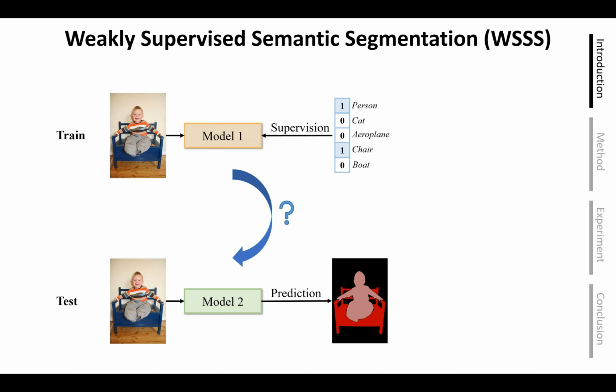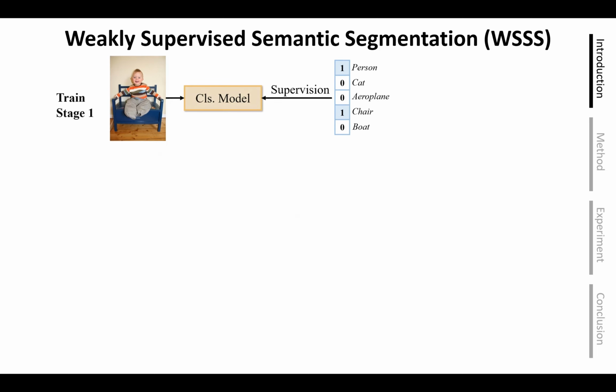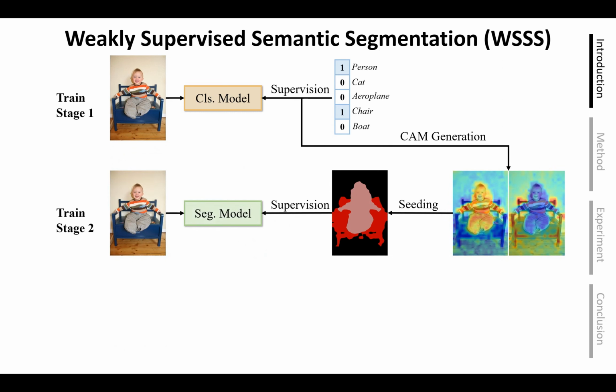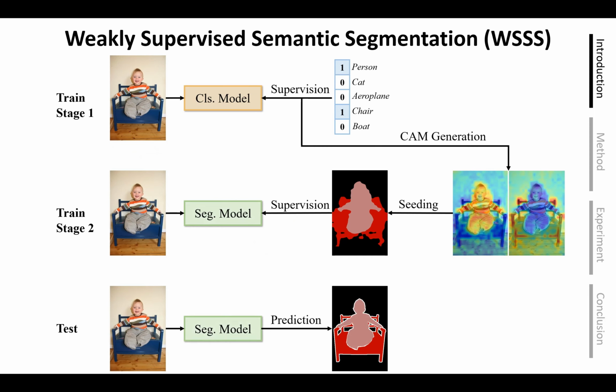Due to the lack of positional annotations, image-level WSSS methods usually require coarse position annotations generated by the class activation map, CAM. Then, a segmentation network is trained with the coarse seeds and generates pixel-level predictions during testing. Our work focuses on generating better CAM and seeds.